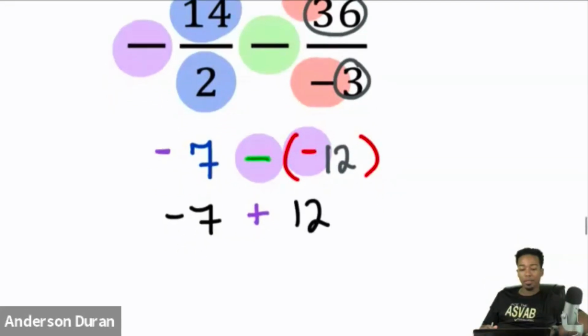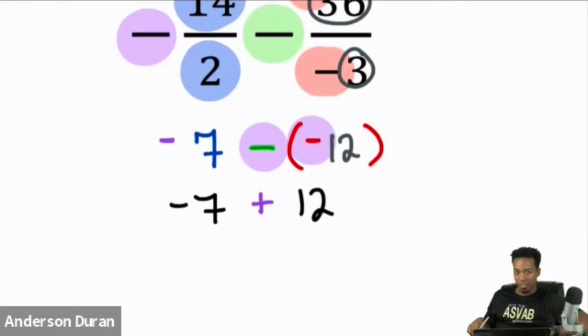So now that we have this, we have a negative 7 plus 12. It's not going to be 19 because here what we're looking at is a negative plus a positive. So we're going to subtract and keep the sign of the bigger number. Everybody, 12 minus 7 is what? 5. And we're gonna keep the sign of the bigger number.